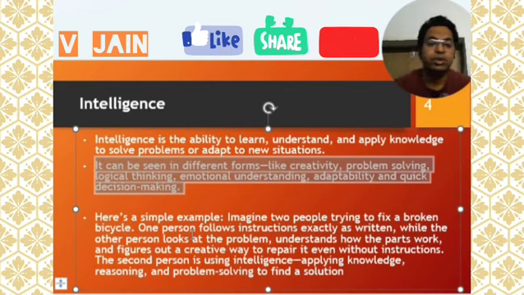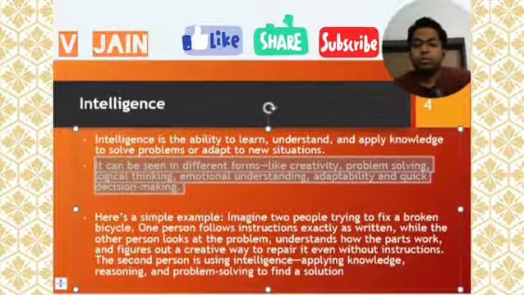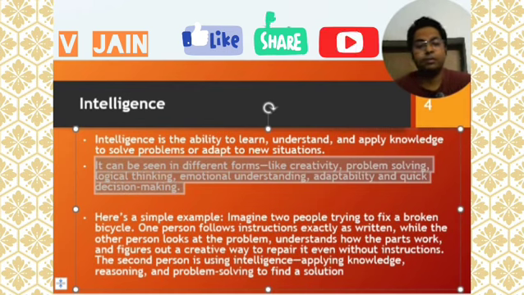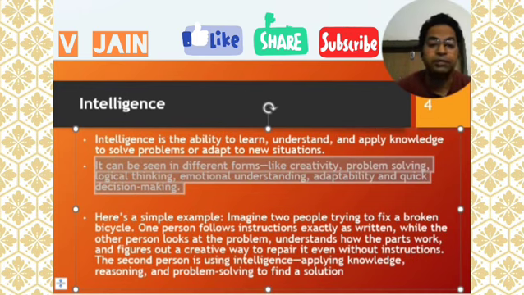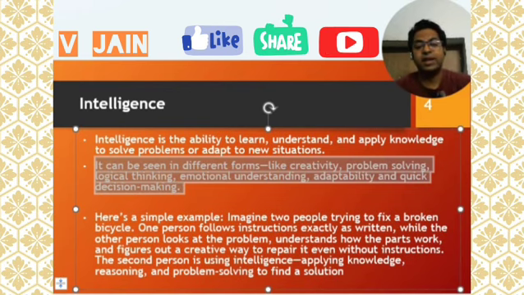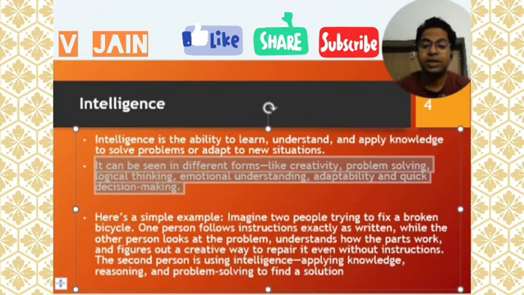For example, imagine two people trying to fix a broken bicycle. One person follows the instructions exactly as written, while the other person looks at the problem, understands how the parts work, and figures out a creative way to repair it, even without instructions. The second person is using intelligence, applying knowledge, reasoning, and problem solving to find a solution. So one follows instructions exactly, the other understands how the parts work and creatively solves the problem.